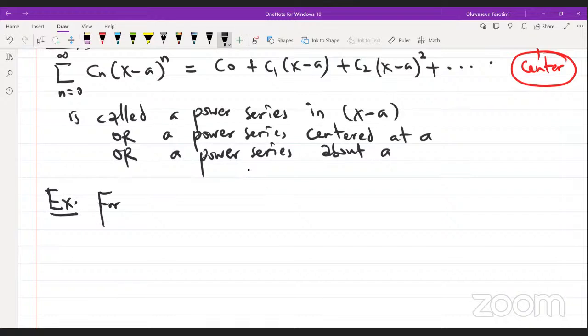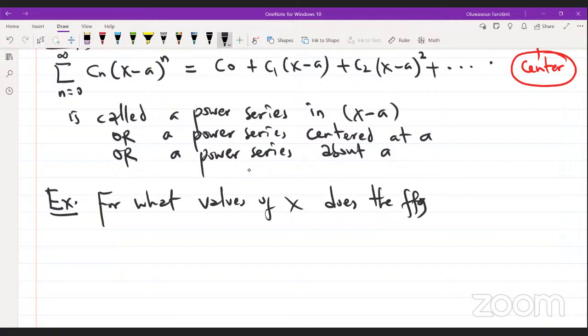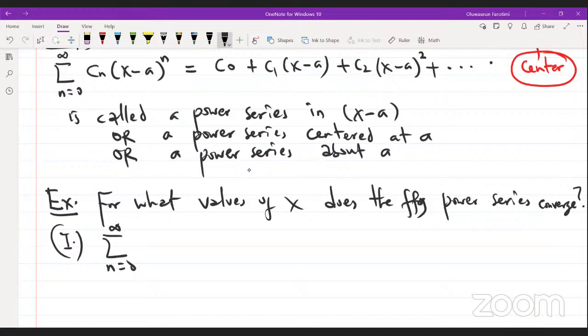So we want to ask, for what values of x does the following power series converge? For what values of x does the following power series converge? We're going to have 2 of them. The first one we look at is this guy, from 0 to infinity, n factorial x to the power of n.